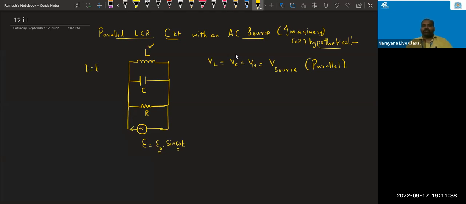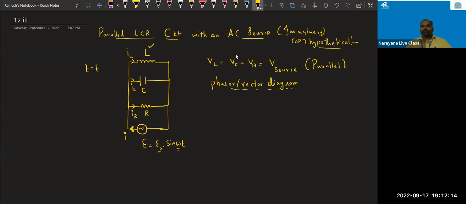Now let us observe after some t seconds. At the time t seconds, tell me what is the current in the circuit? I is the current coming out of the cell, and after coming here it splits into IR, IC, and IL. And now the phasor diagram is important. Phasor means vector diagram. Vector diagram is very, very important.